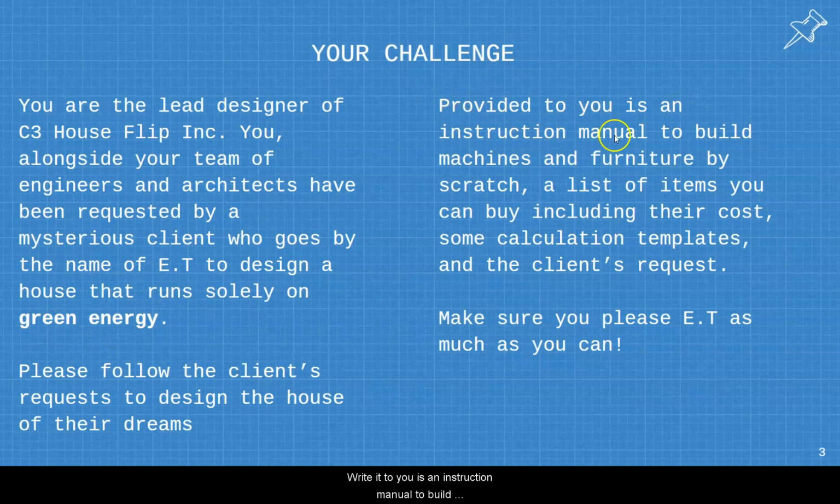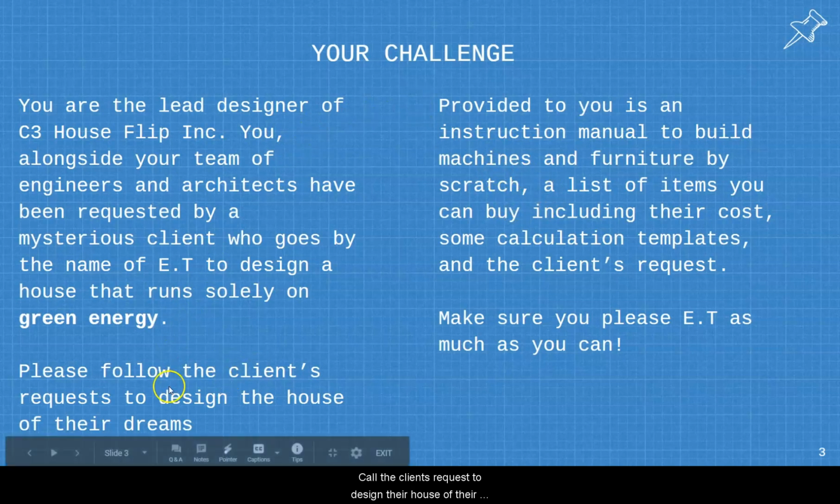Provided to you is an instruction manual to build machines and furniture from scratch, a list of items you can buy, including their cost, and some calculation templates, and the client's request form, which I'm going to show in the next slide, will be provided to you. Follow the client's request to design their house of their dreams.